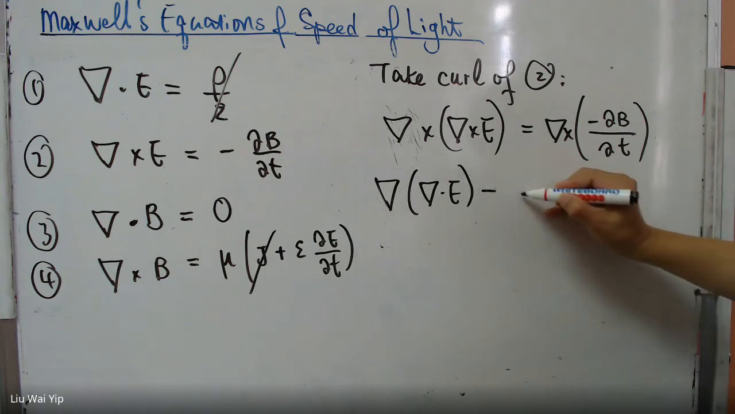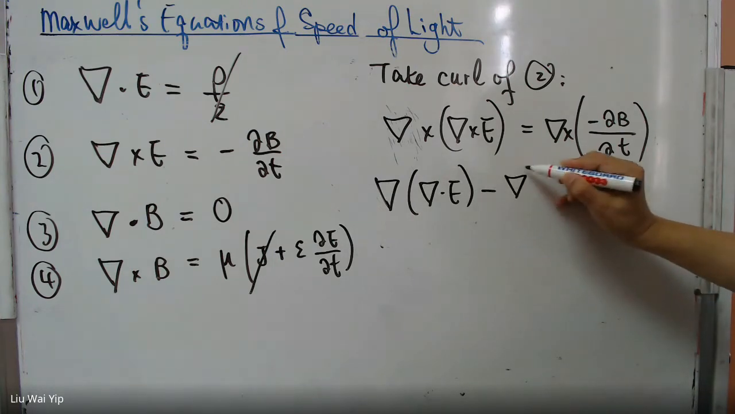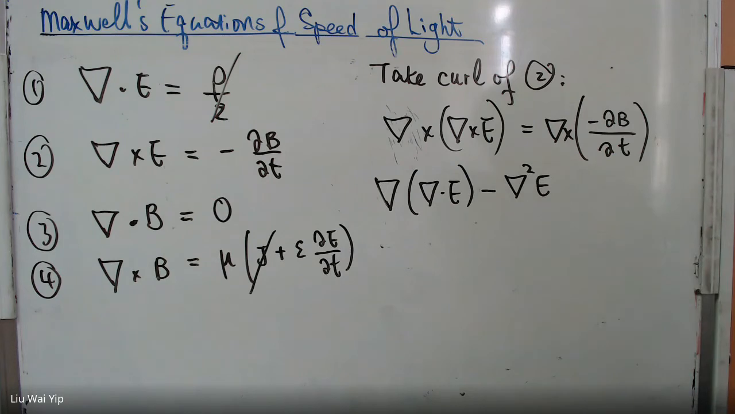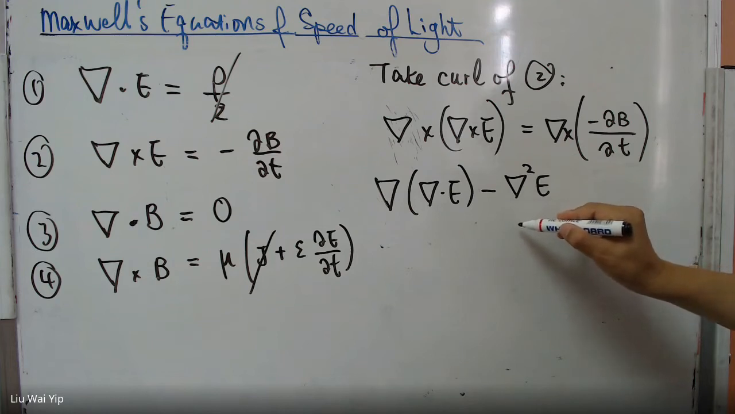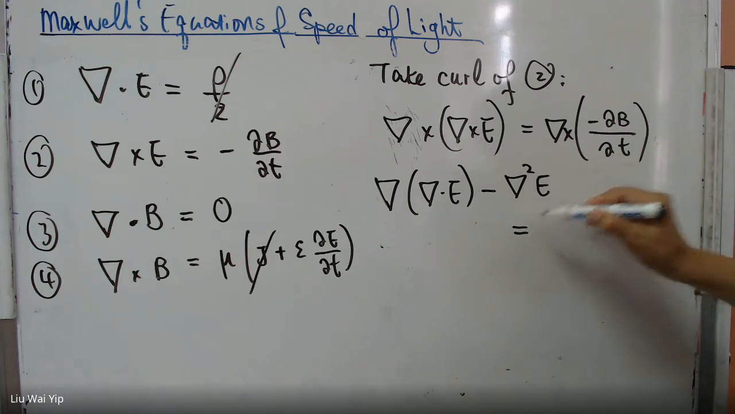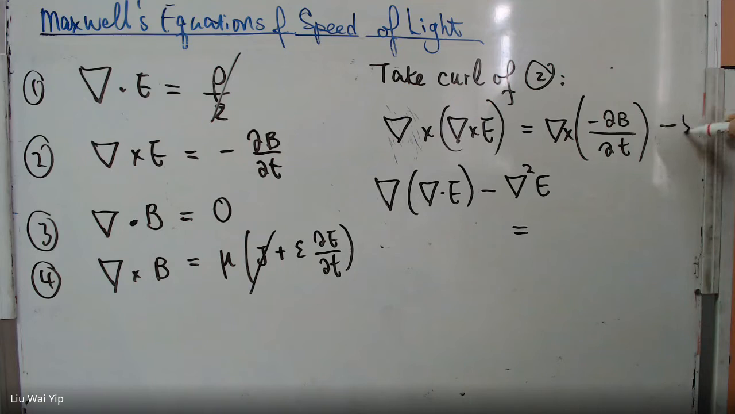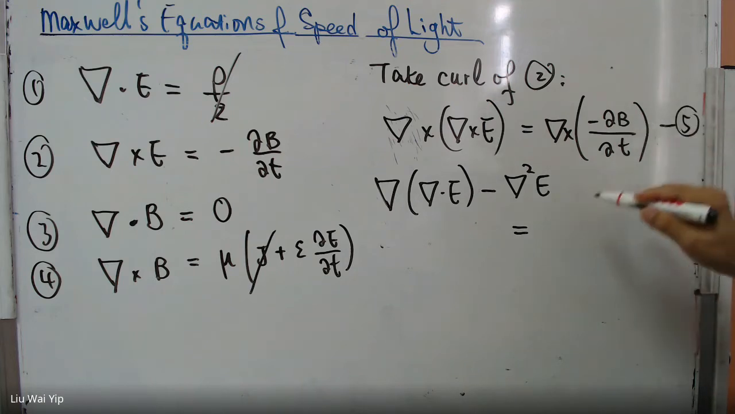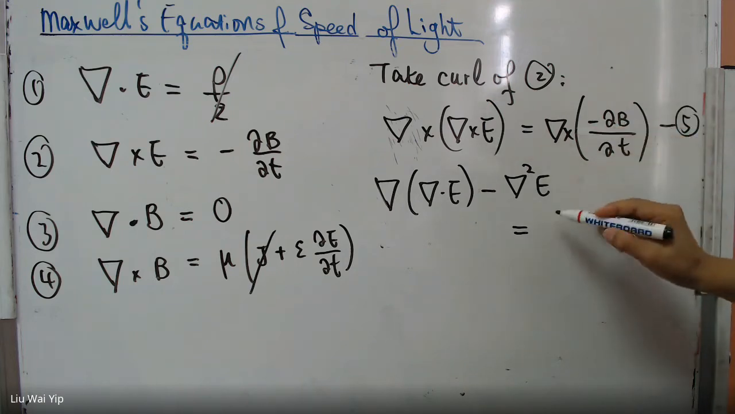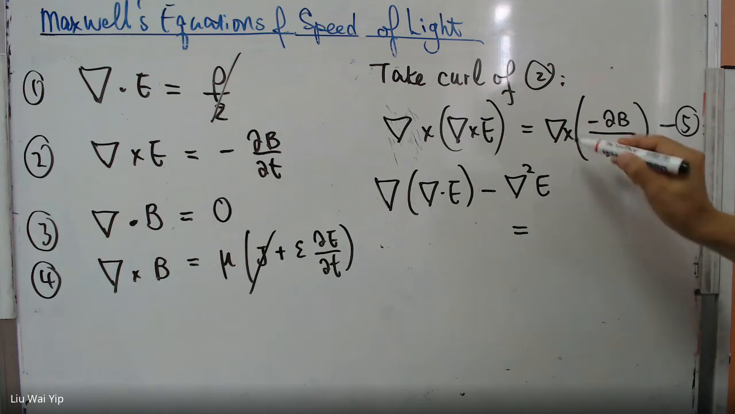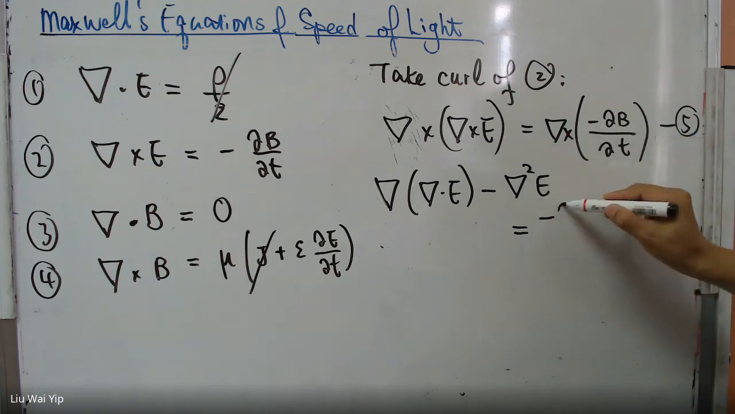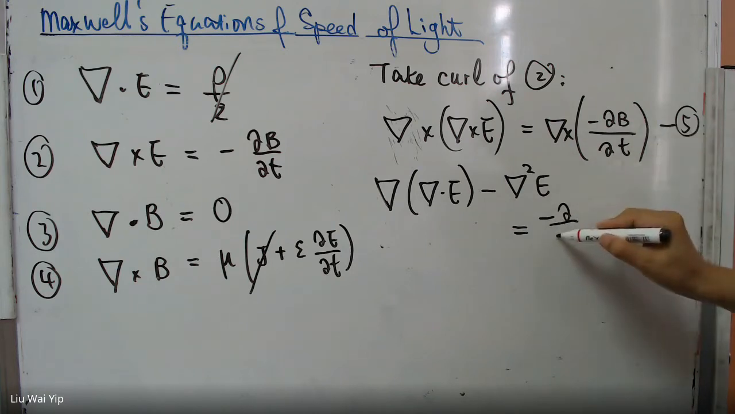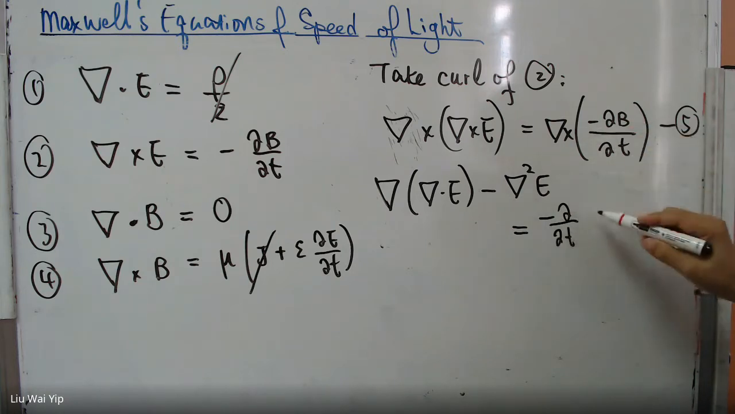and then minus Laplacian of E. And the right side of the equation, say this is equation 5. The right side of equation 5 can be written as, we have this term here, we can differentiate this expression first and then take curl.